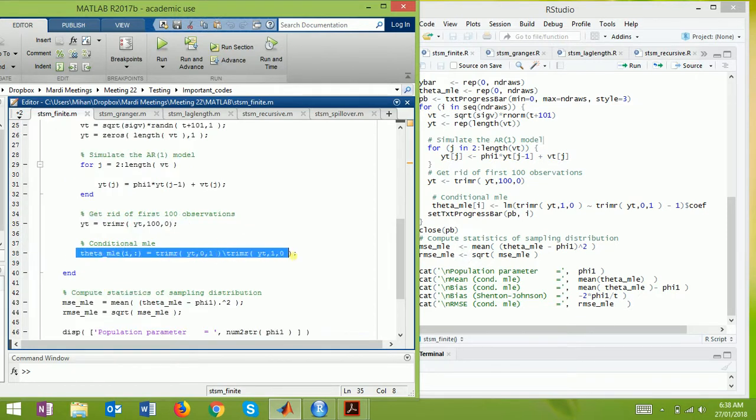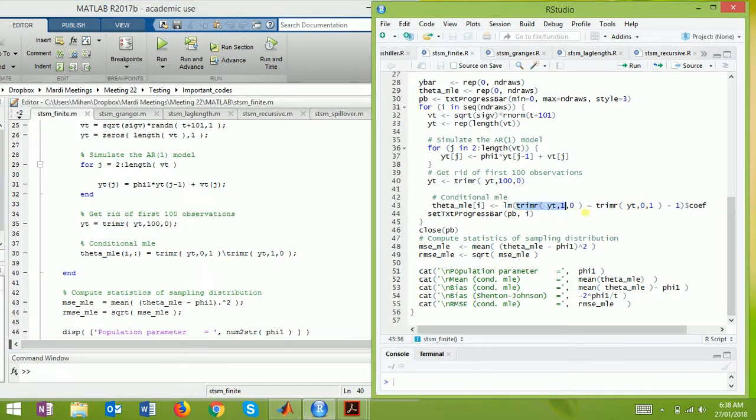And the conditional maximum likelihood estimation is simply the regression of the trimmed yt on yt minus 1. So yt is regressed on its lag.